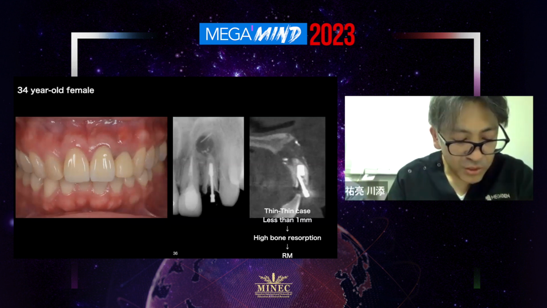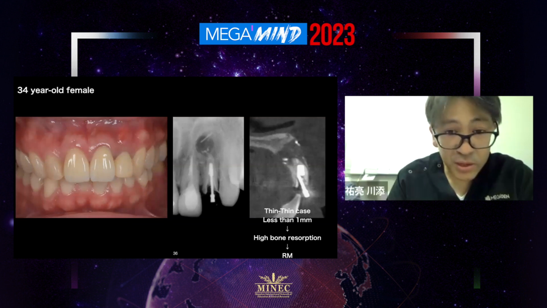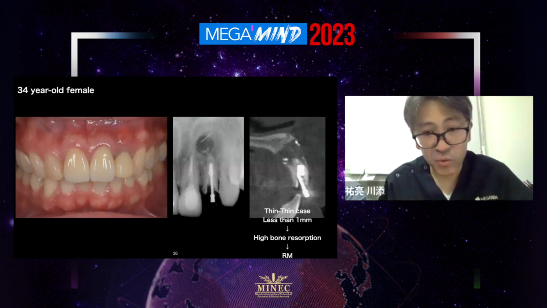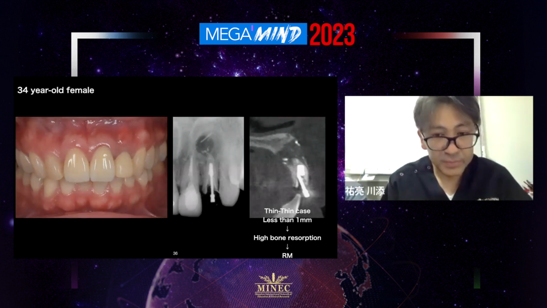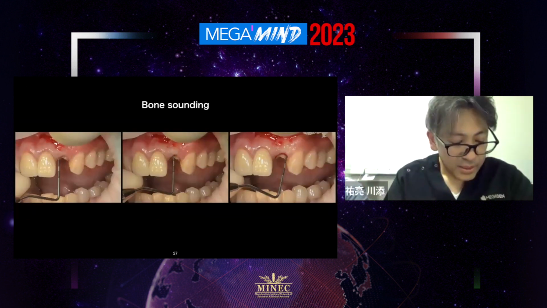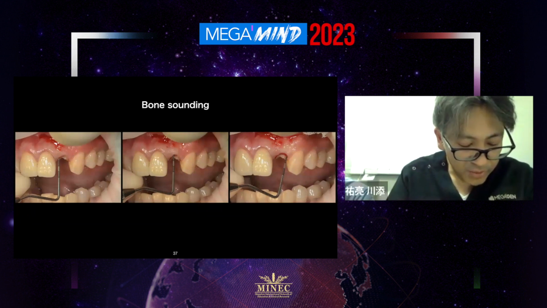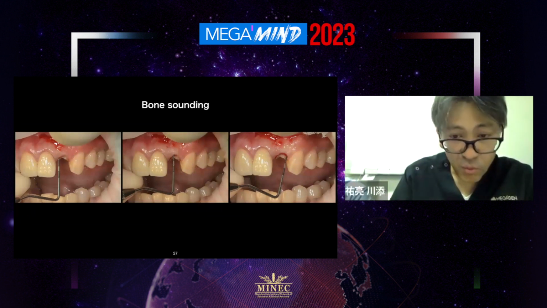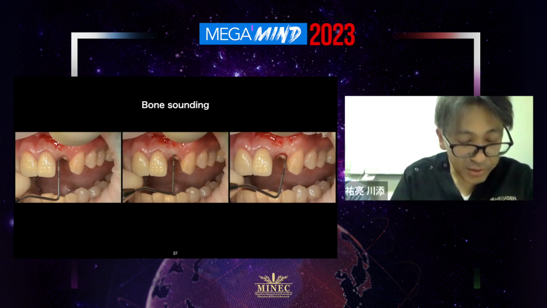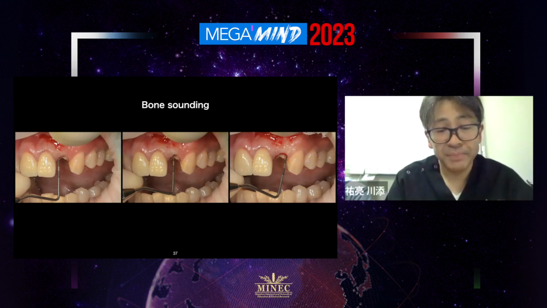The CT showed that the alveolar bone on the labial side was less than 1 millimeter. So I planned to perform root membrane technique. First, I examined whether the alveolar bone on the labial side was healthy by bone sounding.